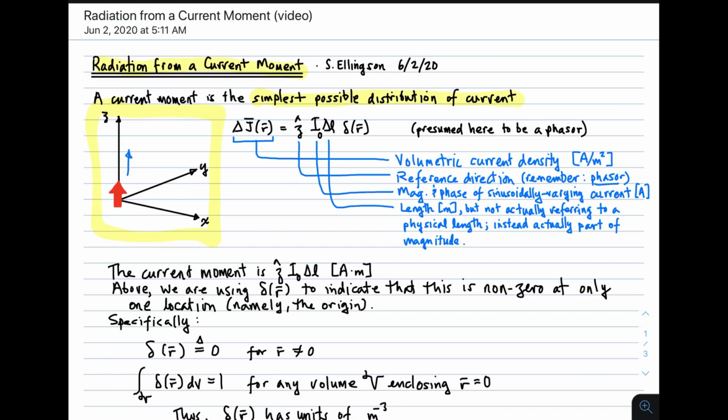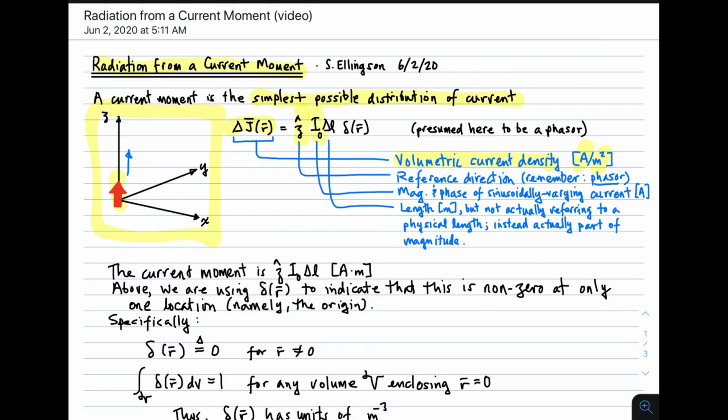The current distribution itself is described as follows. First, we use this notation delta J at R, and that is referring to a volumetric current density. Volumetric in the sense that it is a certain number of amps flowing through a certain amount of area. All right, that's what we mean by volumetric current density. The z hat here, of course, refers to the direction in which the current moment is pointing.